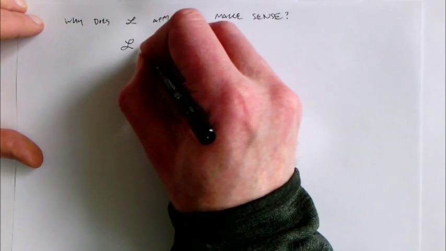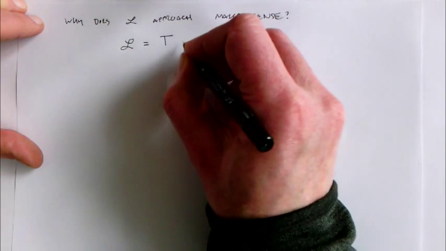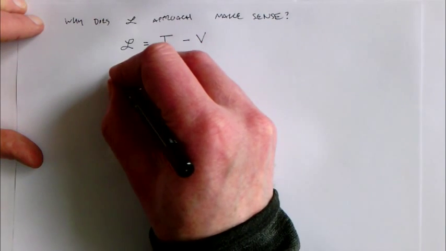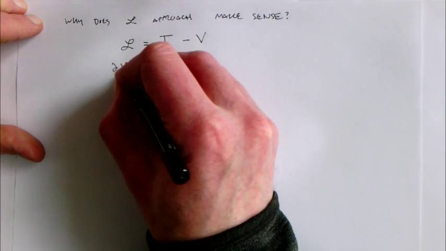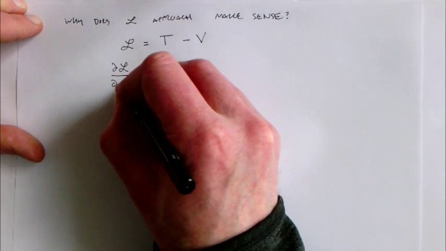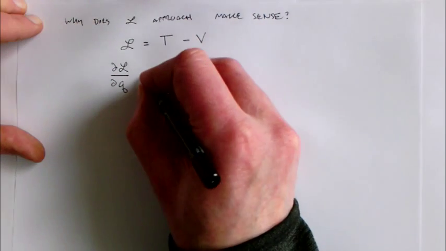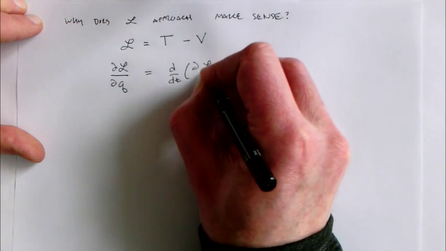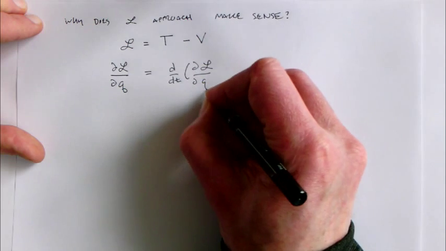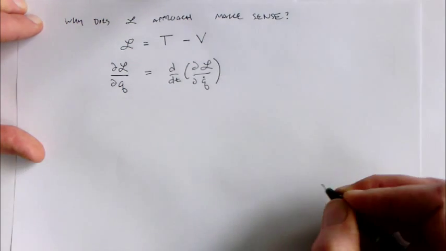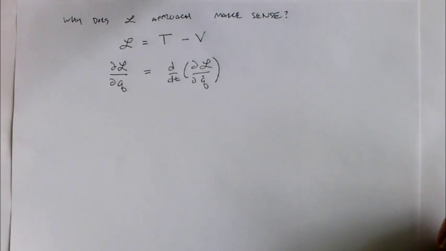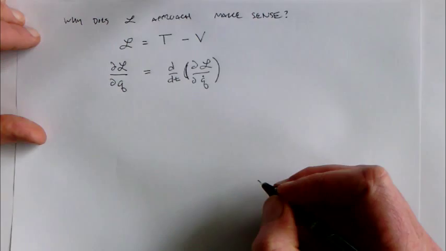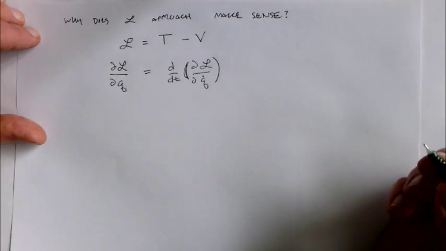So remember, the Lagrangian is written as the kinetic energy minus the potential energy. And when you get the equations of motion, what you're doing is taking the partial of the Lagrangian with respect to the position variables and setting that equal to the time derivative of the partial of the Lagrangian with respect to the corresponding derivative of the position variable, or the velocity variables. Okay, let's think about that a little bit.